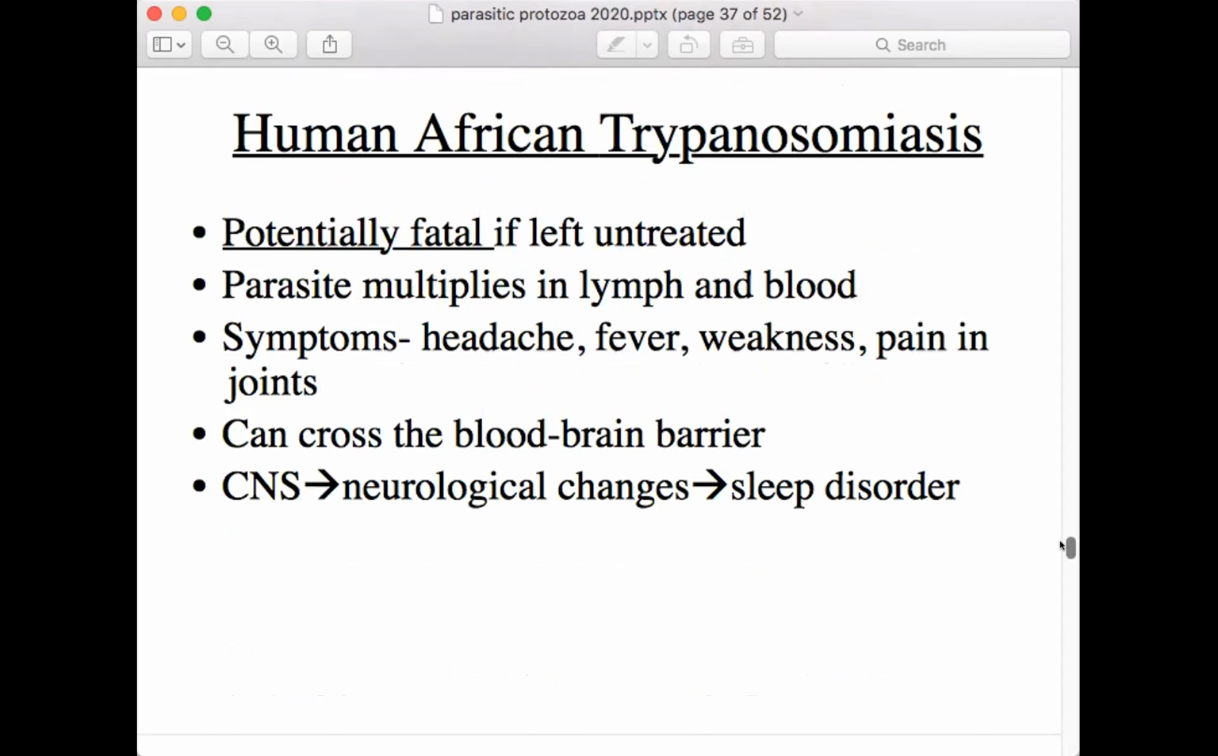Human African trypanosomiasis can be potentially fatal if left untreated. Again, this is a blood disorder. You've got these parasites multiplying in the lymph and in our blood. It's a chronic disorder. You see symptoms like headache and fever and weakness, and joint pains and so forth. But this is kind of a unique one in that it can progress or cross over into the central nervous system and cause disruptions in our neurological system. And it can lead to a sleep disorder, hence the name African sleeping sickness.